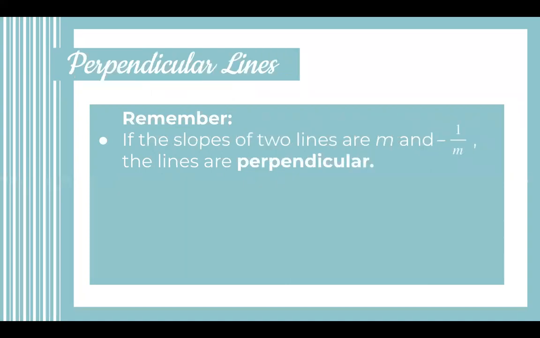For perpendicular lines, remember, if the slopes of two lines are m and negative 1 over m, the lines are perpendicular. A negative reciprocal means that it's 1 over the slope and negative. So if you already have negative 1/2, you can do that, but it'll give you 2 as the slope of a perpendicular line.